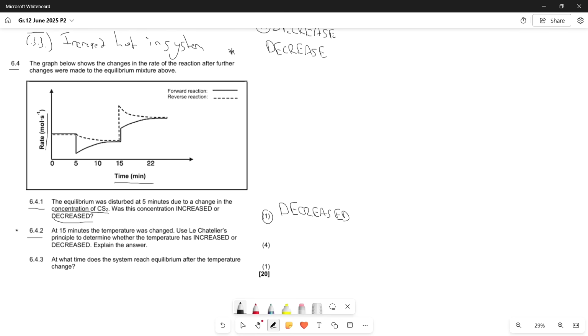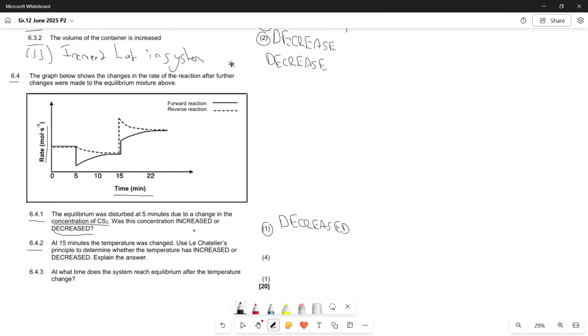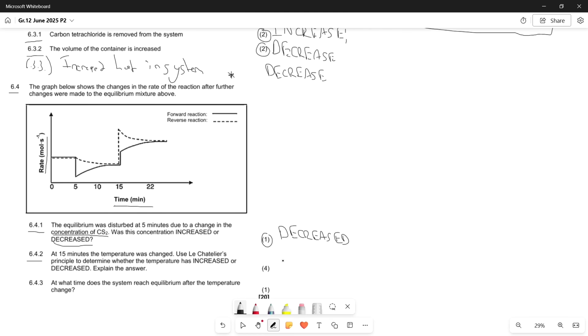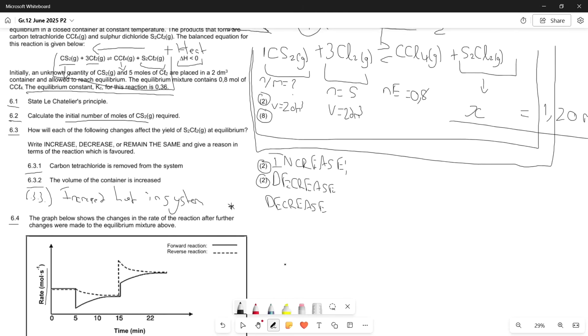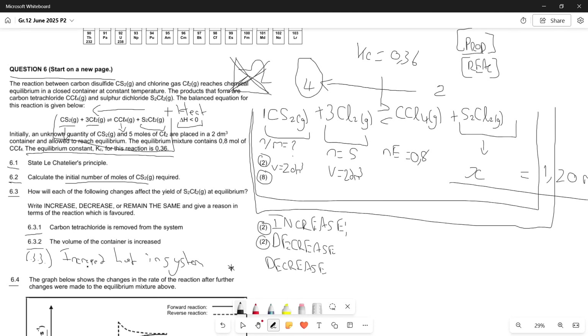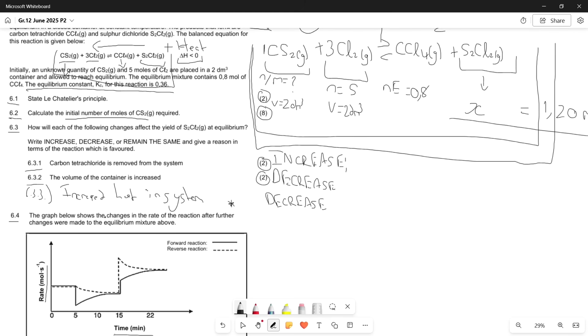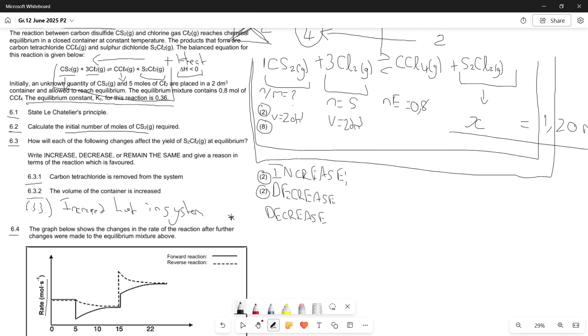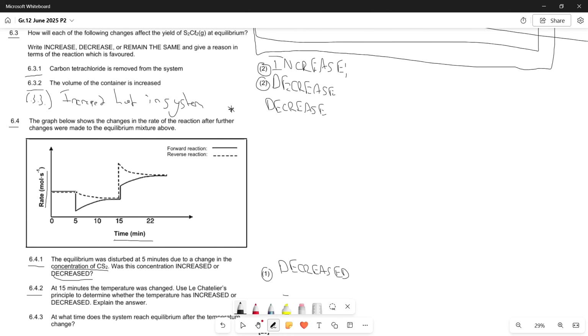And then 6.4.2 over here says at 15 minutes, as we mentioned, another disturbance, the temperature was changed. Use Le Chatelier's principle to determine whether the temperature has increased or decreased. Explain the answer. So this is a 4-mark question, and it did have to do with what we were talking about up here for 6.3.3, this made up question, where we have increased heat in the system, where our heat is over here. So as we could see, there was a sharp drop previously for the 5-minute mark, which means we decreased the concentration of CS2.